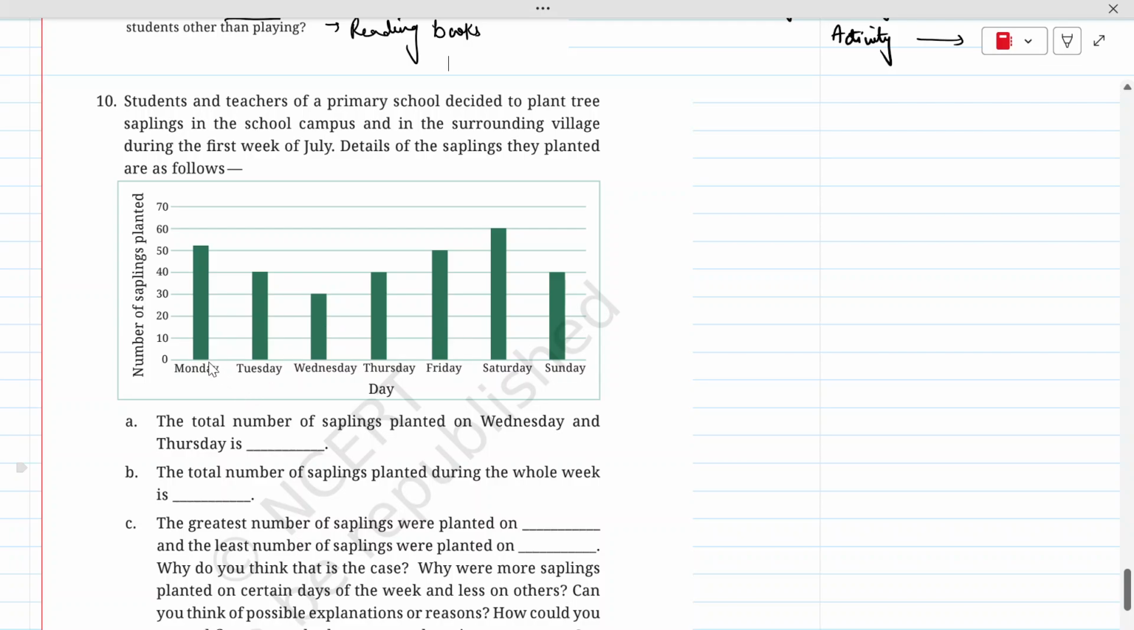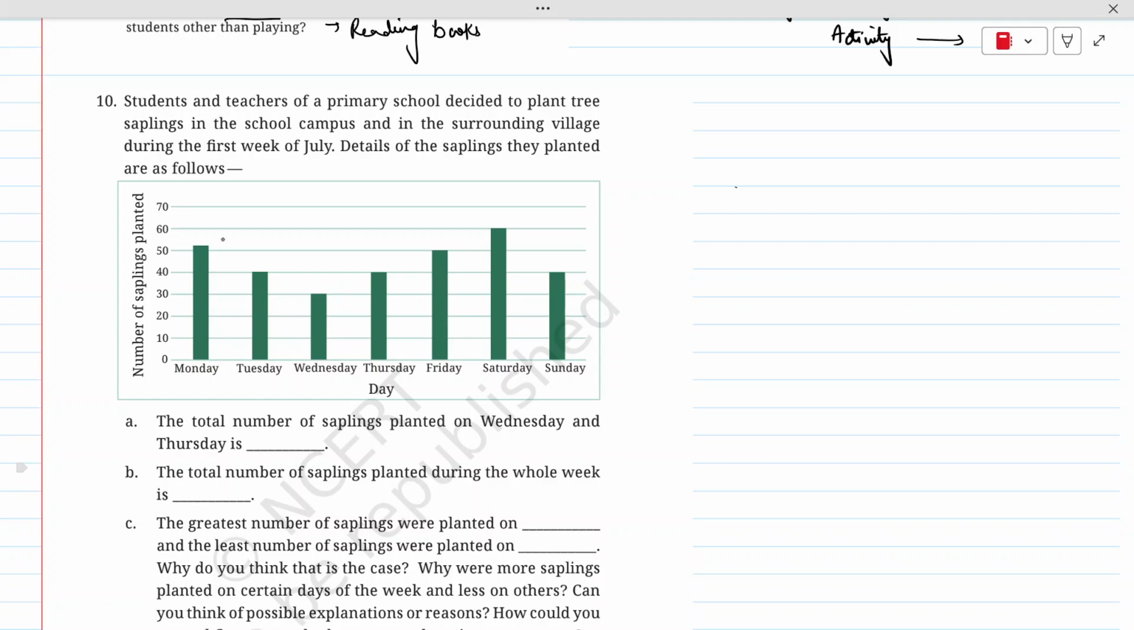We can see that on the horizontal axis, days are plotted. On the vertical axis, the number of saplings planted are plotted. If we read this bar graph, it says that on Monday 50 saplings were planted. On Tuesday 40, Wednesday 30, Thursday 40, Friday 50, Saturday 60, and Sunday 40. So kids, if we see here, this is slightly greater than 50. It must be around 52 or 53.